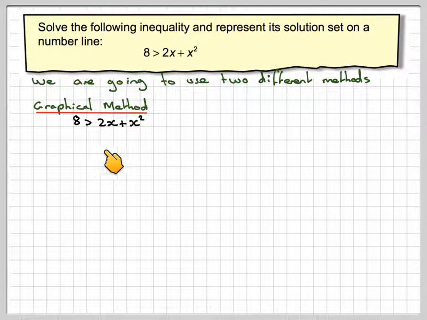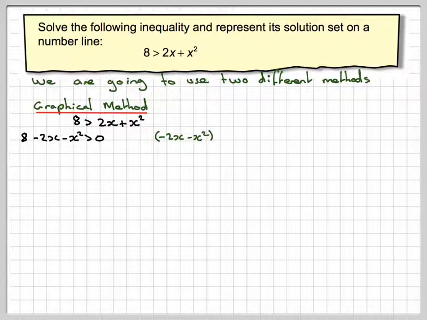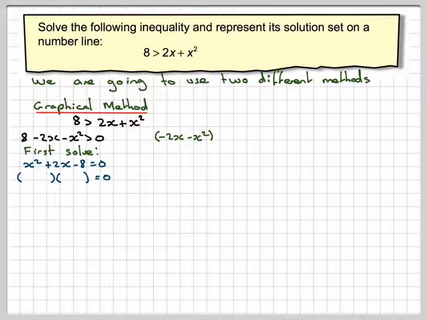Now I've got 8 is greater than 2x plus x squared. I could take the 8 over by subtracting 8, but instead I'm going to take 2x and take x squared. This might not necessarily be the easiest way to do it. So that becomes 8 minus 2x minus x squared is greater than 0. If we now solve this quadratic, changing the signs, so plus x squared plus 2x minus 8, and we factorize that, we put in an x, and the factors of 8 are 2 and 4, that's what's going to make plus 2 in the middle.